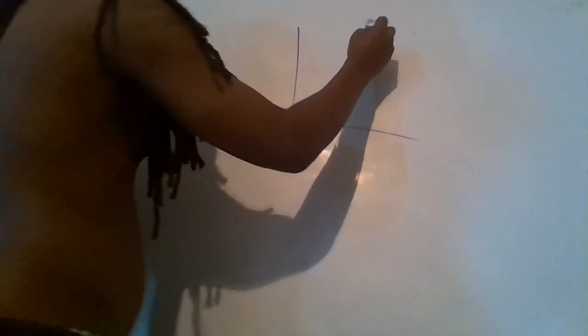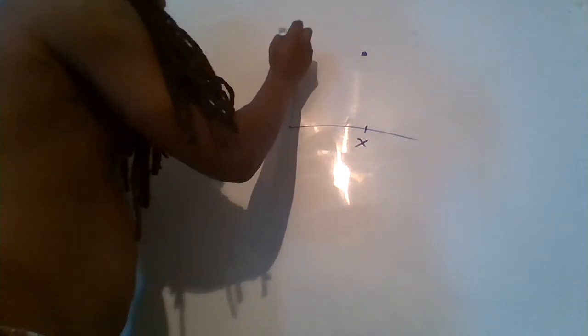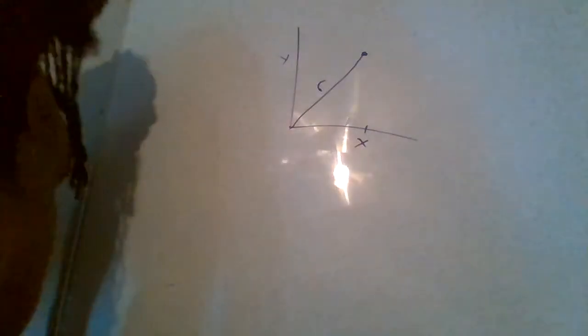X and Y, and you have a point here, right? This X term describes how far along it is in the X, and this Y term describes how far along it is in the Y. Now, let's say that we had a line drawn to this point, and we wanted to call this line R.